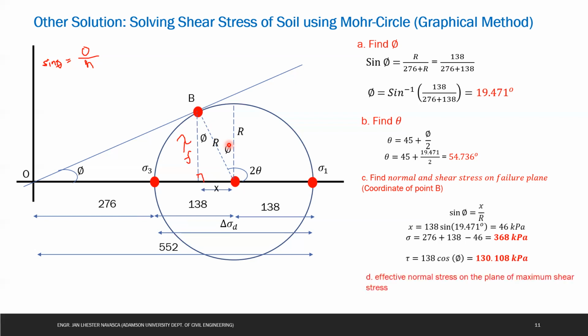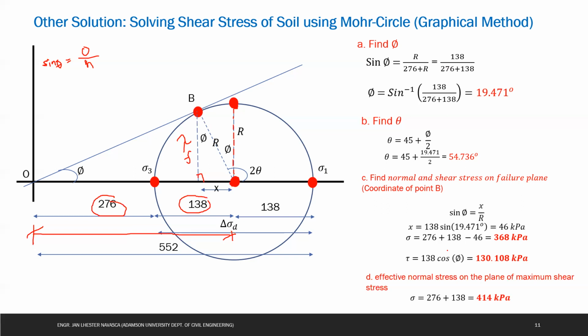Okay, then next problem is effective normal stress on the plane of maximum shear stress. So the same concept, we just need to find the x coordinate of this maximum shear stress plane. Ito yung location of your maximum shear stress na plane. 'Di ba? Ito yung location at which your maximum shear stress. So therefore, hahanapin mo lang yung x coordinate ng point na to. So basically that is equivalent to 276 plus 138. So that is the x coordinate of that point. Okay, so this is the point of the maximum shear stress, and the normal stress at that maximum shear stress is equals to 276 plus 138. That is also equals to 414 kPa.